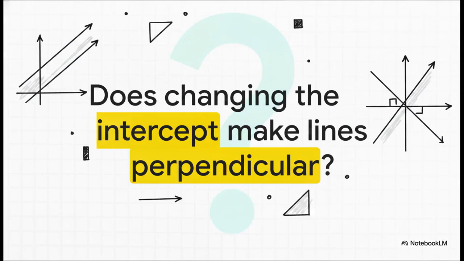Now I want to pose a question to you right now, because this is a very common trap that students fall into all the time. If you have an equation and you leave the slope completely alone, but you change the y-intercept, does that make the new line perpendicular to the original? Take a quick second to think about that.